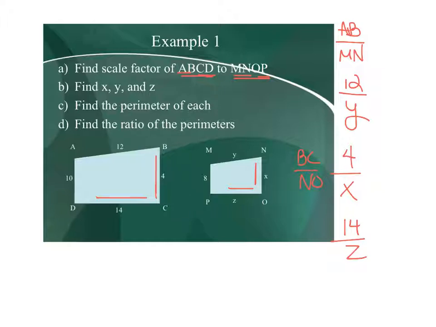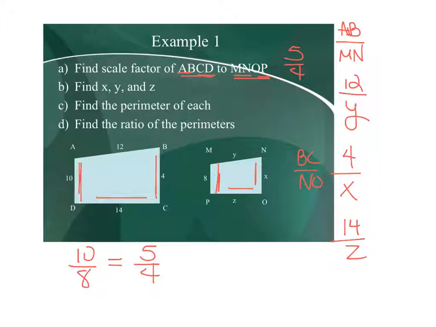Let's go to the last one. Now you don't have to go through this and show all of this. If you can see right away that AD matched with MP and it had the numbers, there's your scale factor. Okay, I need to simplify that. What can I reduce that ratio to? 5 to 4. I can divide them both by 2. That is my scale factor and the answer to part A.